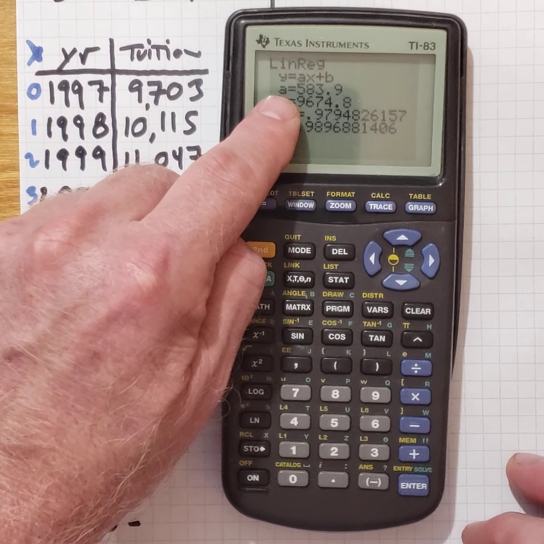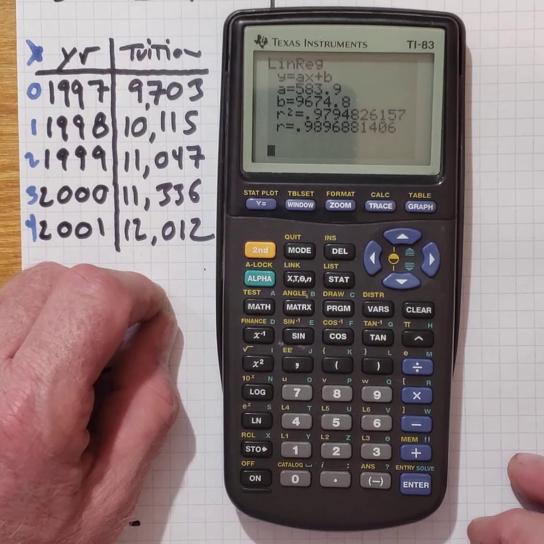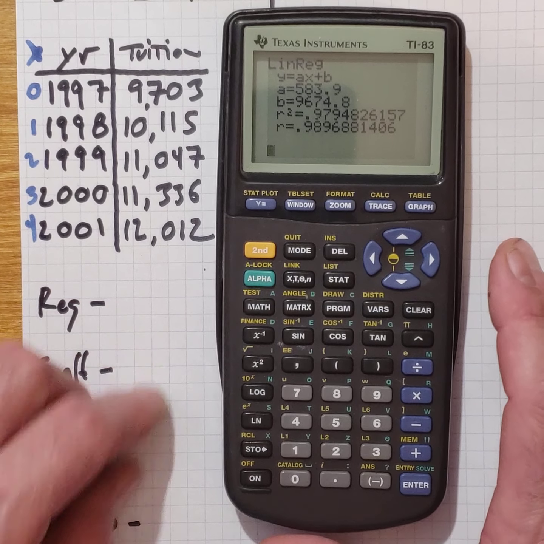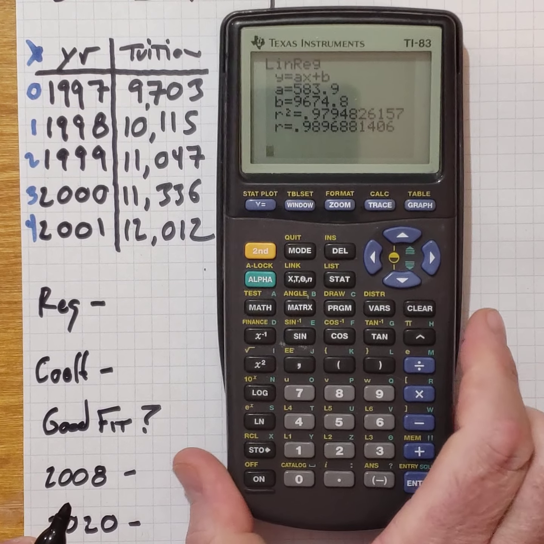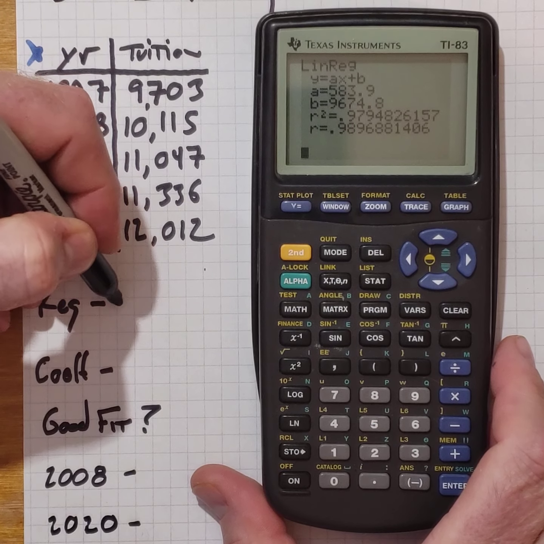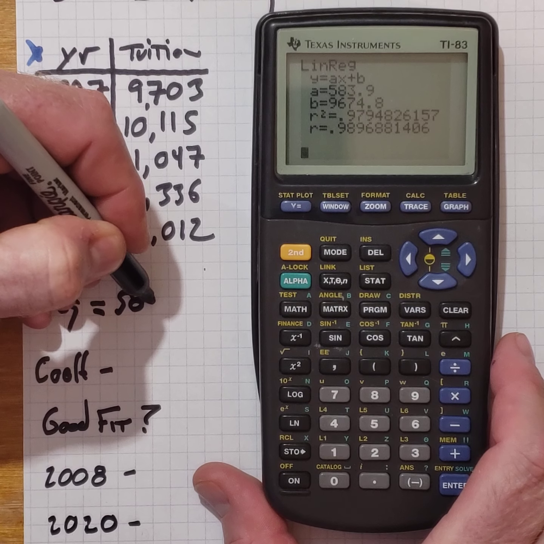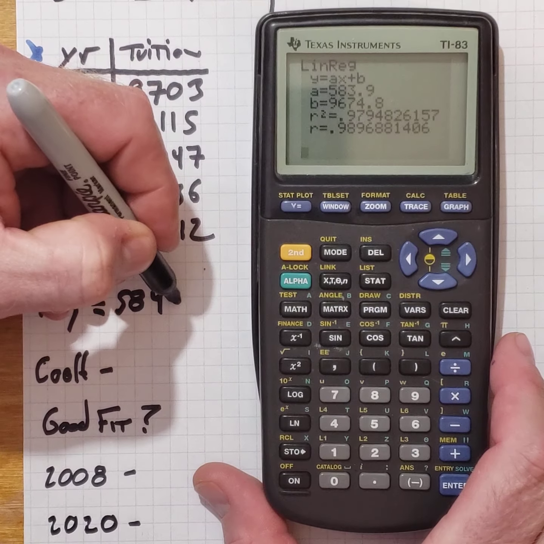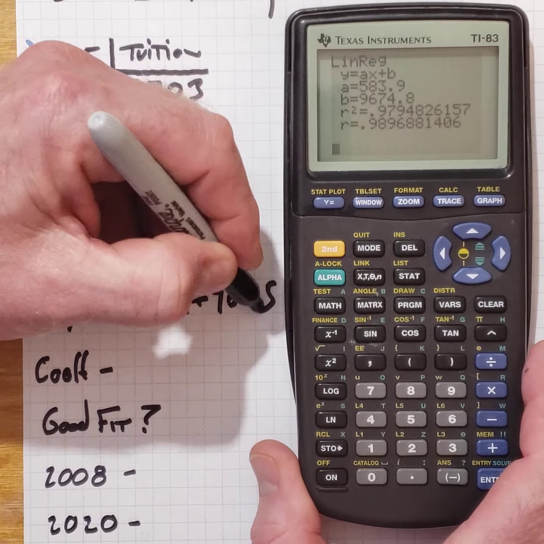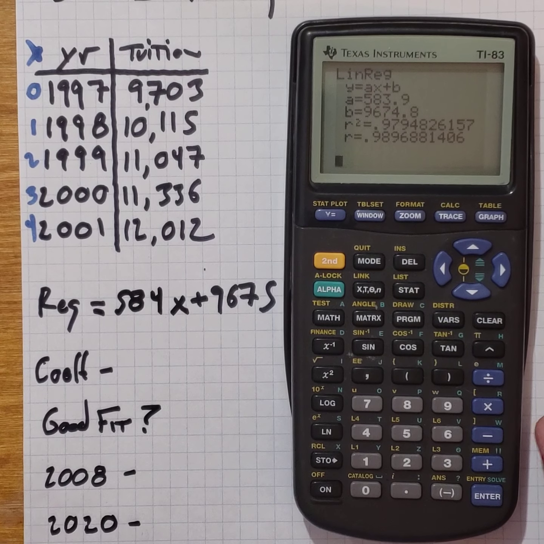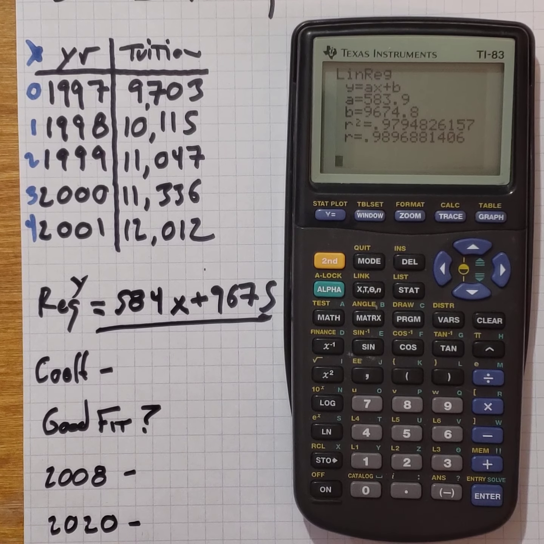Now we've got y equals ax plus b. A is 583.9 and B is 9674.8. What that means is that the line that does the best job of fitting through this data is the line y equals 584x plus 9675, rounding off. Okay, y equals that is the line that does the best job of going through that data.